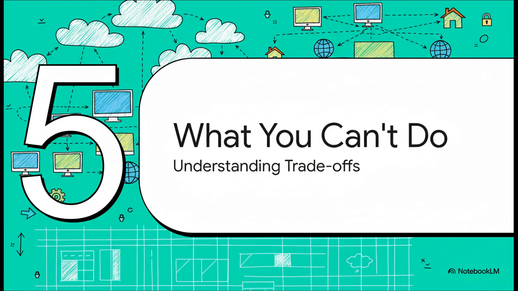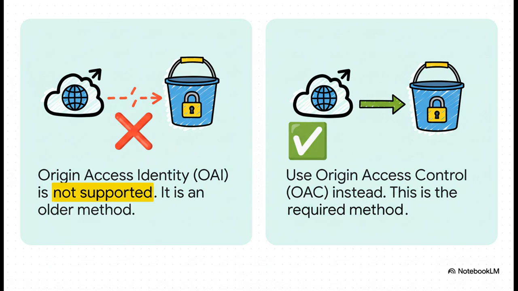So it's really important to know what features aren't supported so you can plan for it. Okay, this is a big one, so listen up. It's all about how you secure your S3 origins. The older method, called Origin Access Identity, or OAI, is not supported with this model. You have to use the newer, more flexible method called Origin Access Control, or OAC. This is a really critical point, especially if you're thinking about migrating an existing setup.